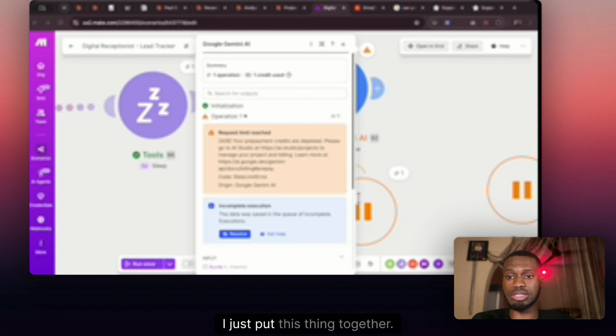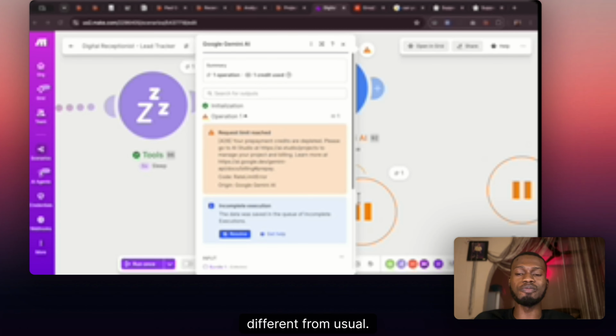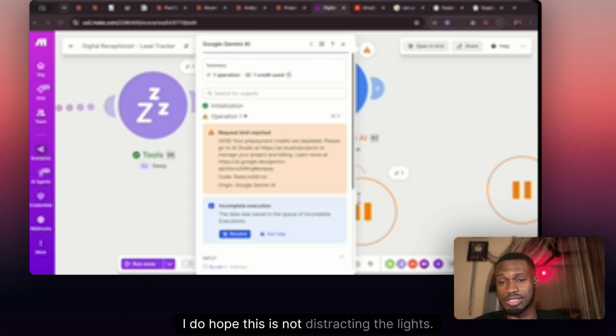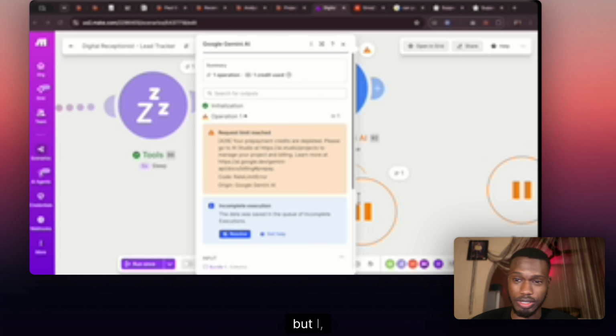So anyway, I just put this thing together. You guys can see that my background is a bit different from usual. I am working on my room at the moment, so for the meantime, I might need to just manage this background and everything. And I do hope this is not distracting. The lights are not distracting, but right.